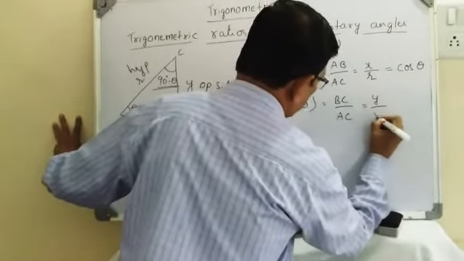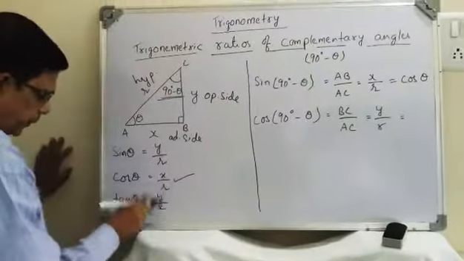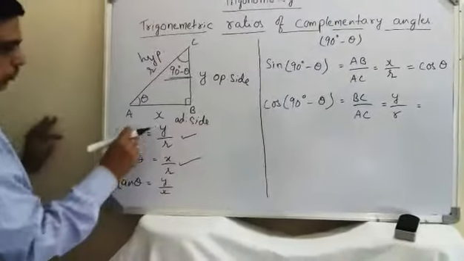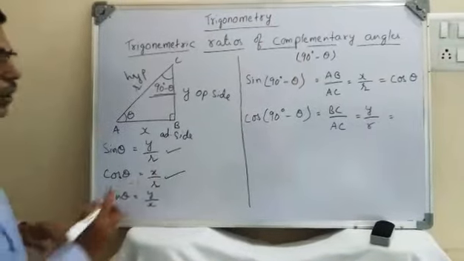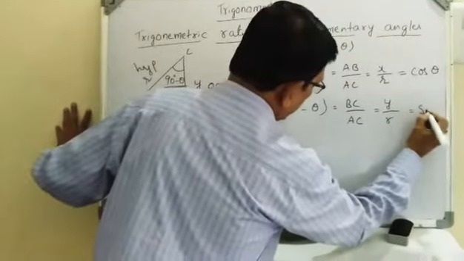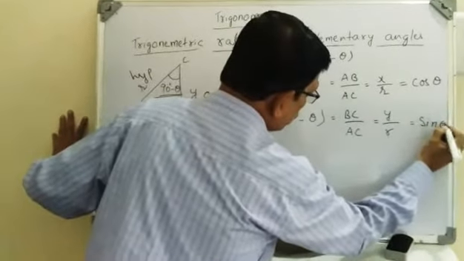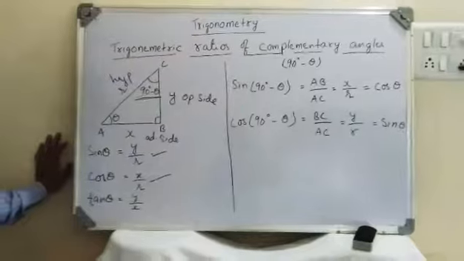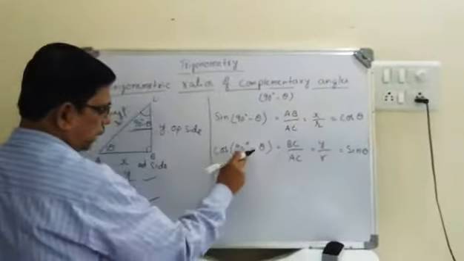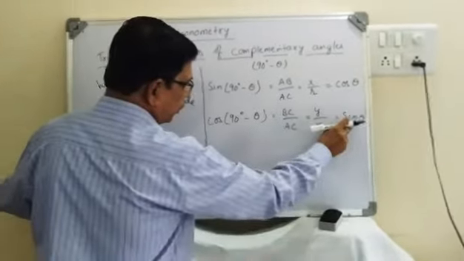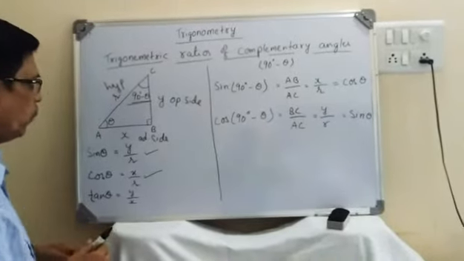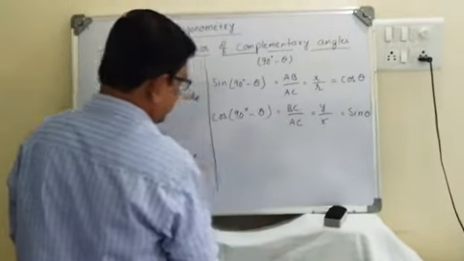If you observe this, y by r is equal to sin theta. Therefore cos 90 minus theta is equal to sin theta. Is it clear? Sin 90 minus theta is equal to cos theta. Cos 90 minus theta is equal to sin theta. Similarly, now we say what is the tan 90 minus theta?